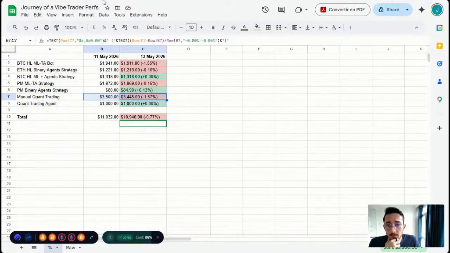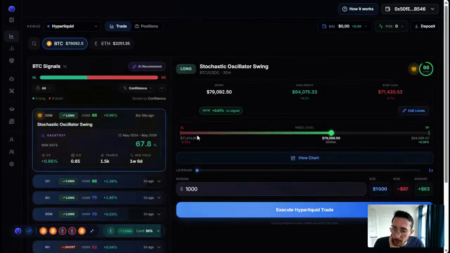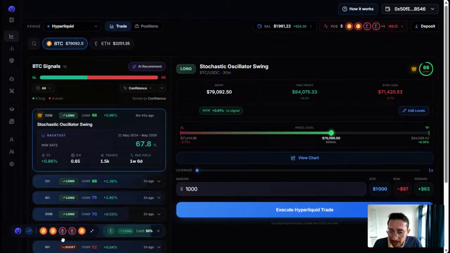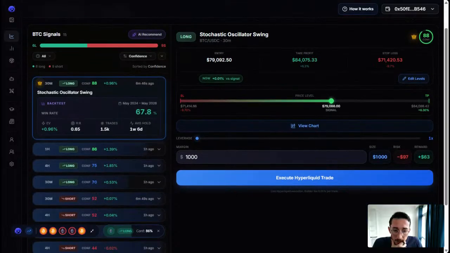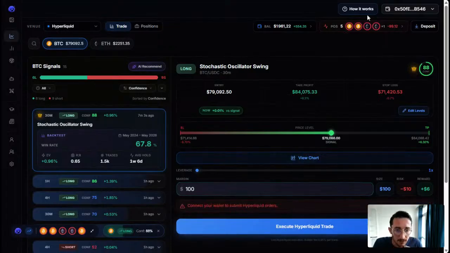One thing I'm doing right now to resolve that is, you can trade with Quant as well directly on the platform. You don't need the extension. I'm going to show you right now. For instance, I'm going to enter a trade on Bitcoin. I'm going to take this setup that we saw that is really interesting. I'm just going to put $100. Oh, maybe I'm not connected. I'm not sure it's going to work. We'll see. Yeah, it's not connected.